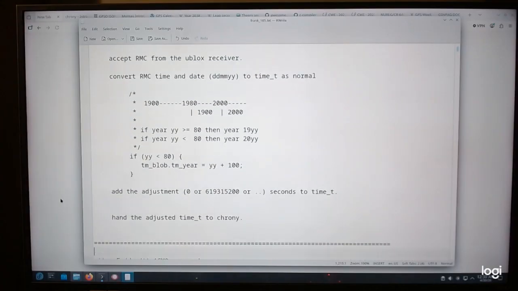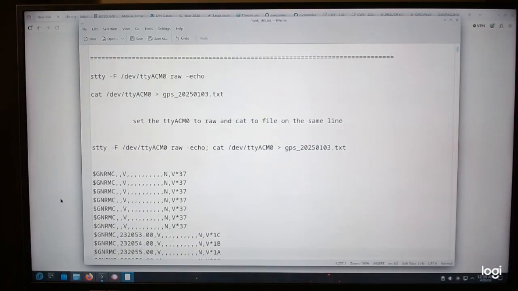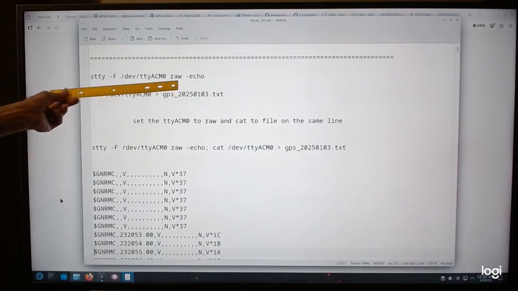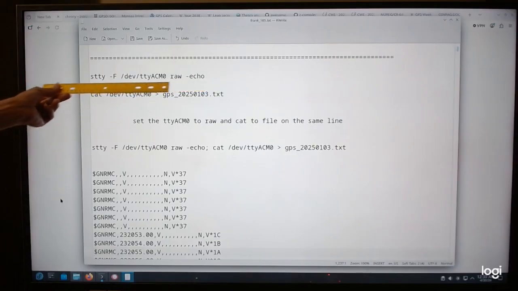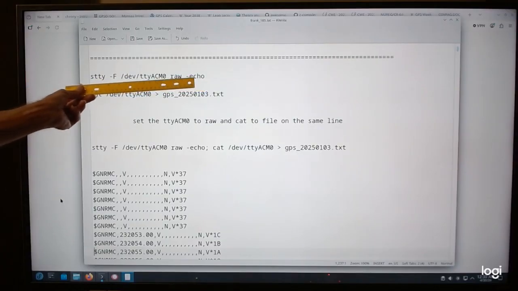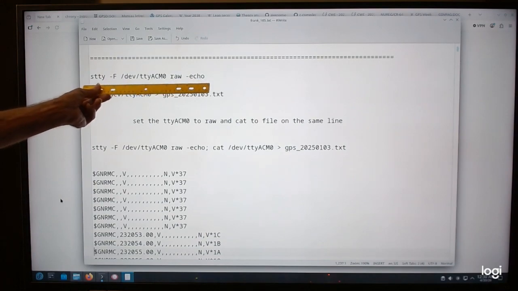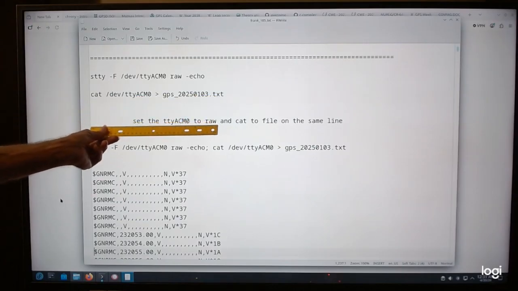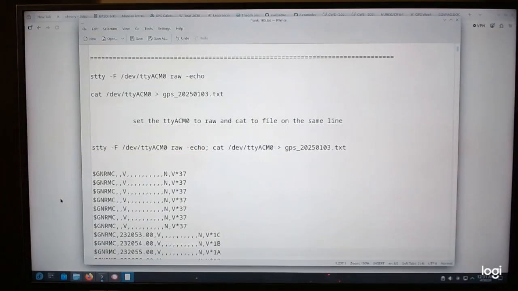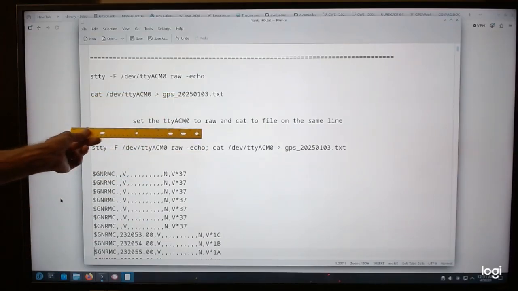All right, let me see if I can see where I'm at. Oh yeah, now if I wanted to capture those sentences, well, we need to set the TTY into raw mode and turn the echo off. That's what I do, and then I can cat that device into a file, and then use that file as input into my parsers.